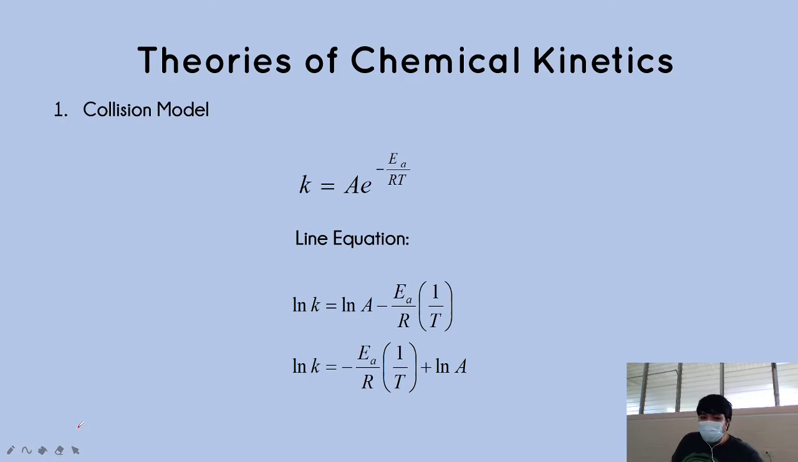Now, from the Arrhenius equation, we can also derive the slope-intercept form, or the linear form of the Arrhenius equation. So the final form will be this one here. So I'll show you first how it is derived.